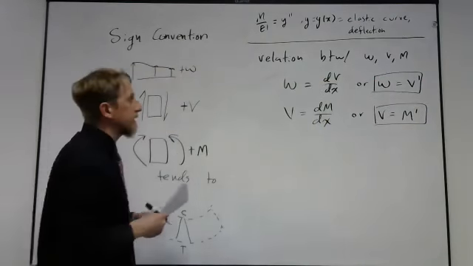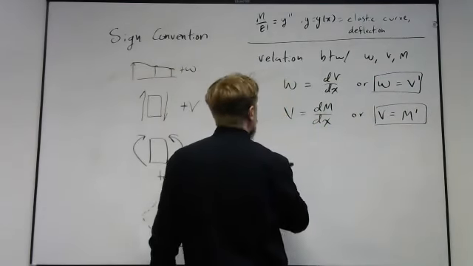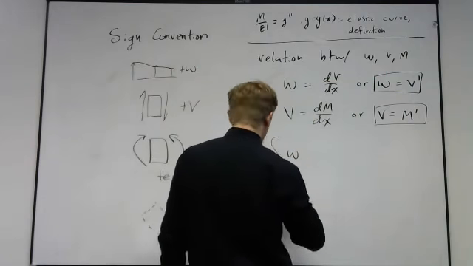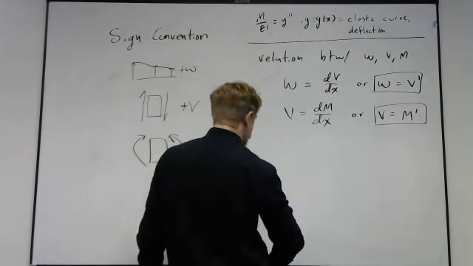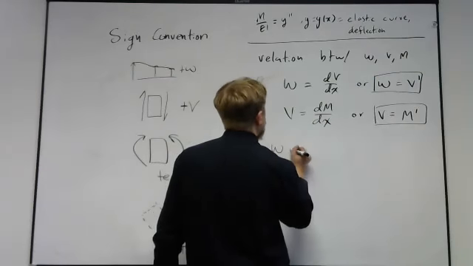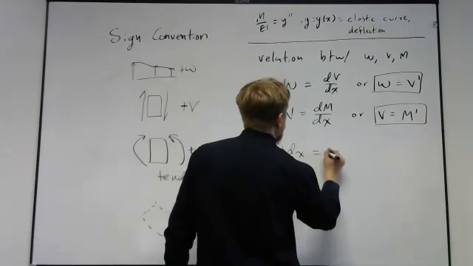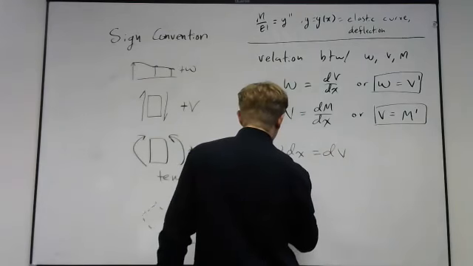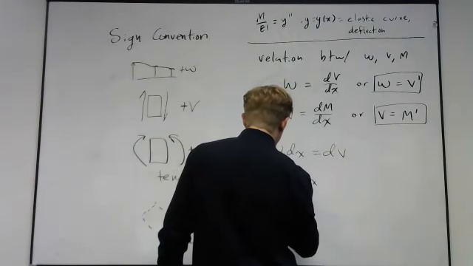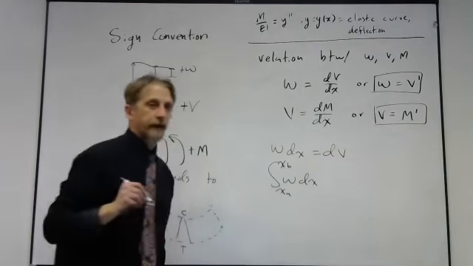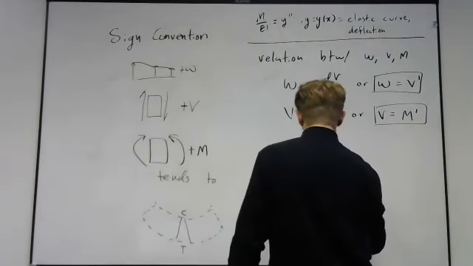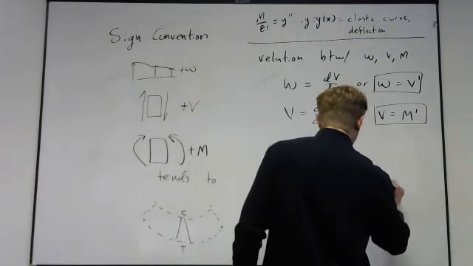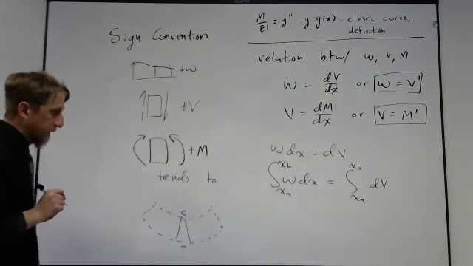What else do we get out of this? Well, you can integrate both sides. Let's take the integration of W first. Let's write it out like this: W dx is equal to dV. Let's integrate from XA to XB, the integral of dV from XA to XB.